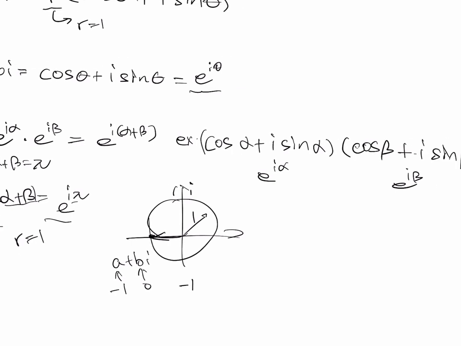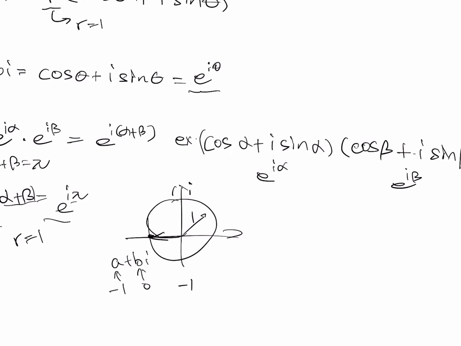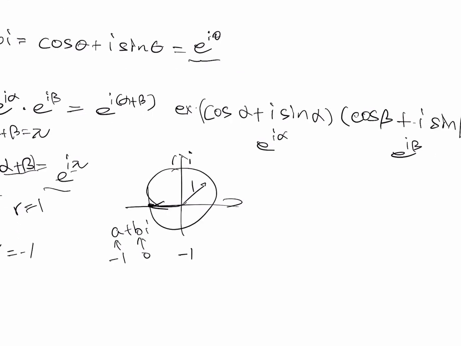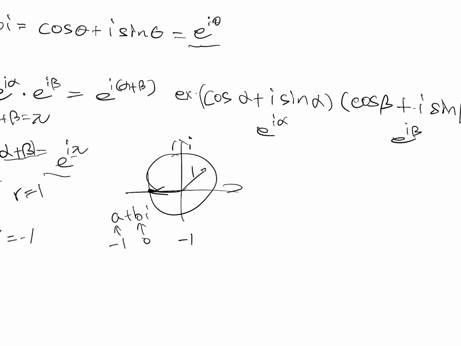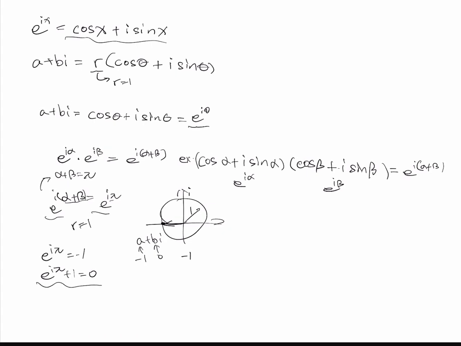So now we get e to the power of i pi equals -1, which is e to the power of i pi plus 1 equals 0. And this is the Euler's formula we have previously. And that's how it came from.